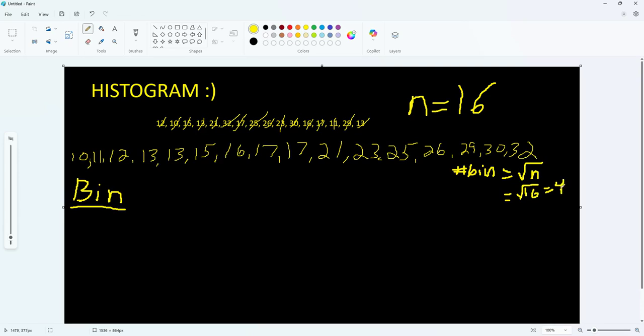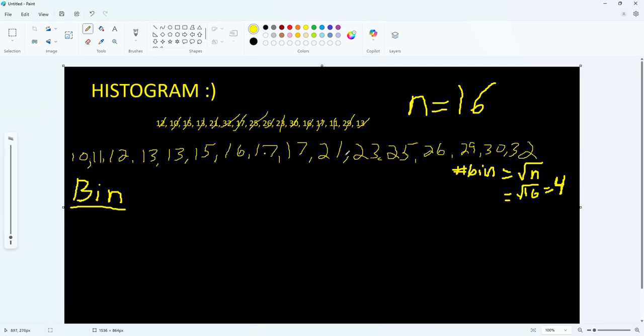Now, if you're given something that's in between two numbers, like between 4 and 5, look at the data and determine the bins that you need. The bins are going to be the same size. So I need 4 bins. The data goes from 10 to 32, so 32 minus 10 is 22, and we're going to divide 22 by 4.